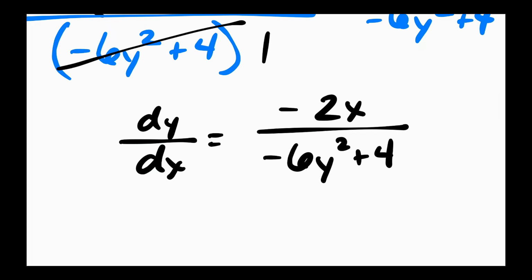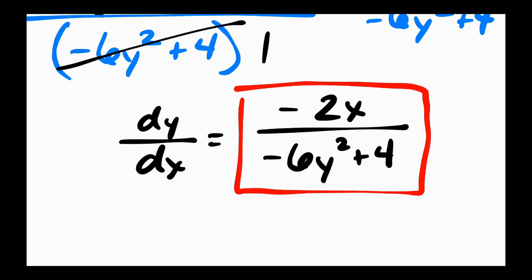Can I do this? No, I can't. Can't do that because of the bottom. Because it's not just negative 6y squared, it's negative 6y squared plus 4. Right? So because of that, I leave it the way it is. I'm done. That's the derivative. Okay.